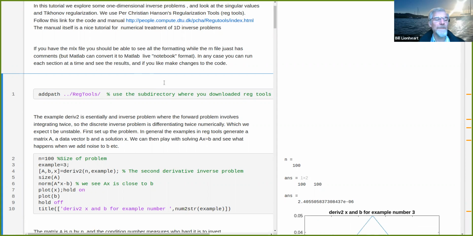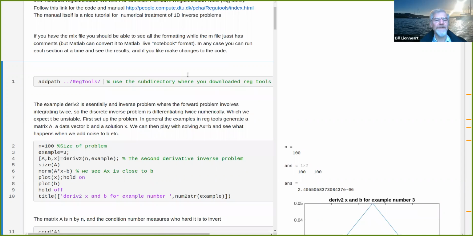Okay, so our first very simple example is deriv2. Essentially, this is the inverse problem where the forward problem is differentiate twice. That means it's an indefinite integral twice, right? But it depends slightly what the boundary conditions are. Anyway, the point is differentiating twice numerically is unstable because if there are sharp changes in the function and then you take differences in nearby values, obviously that's very sensitive to noise.